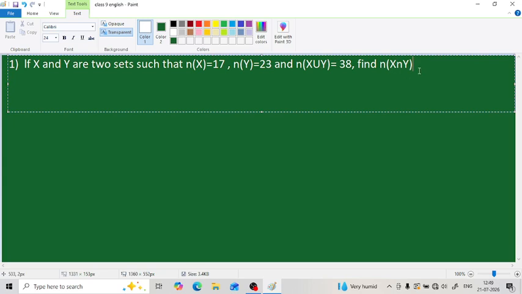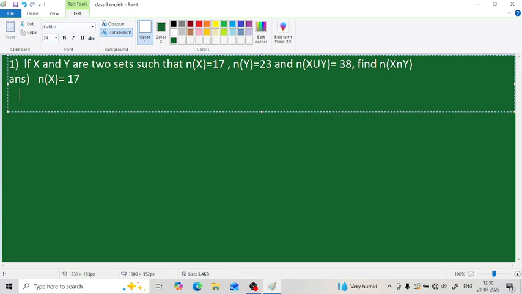Okay, so when we get a question, what we have to do first is write the hypothesis. What does the term hypothesis mean? We have to write the given data that are essential for solving the question. So we need the value of n of x, isn't it? So we can write n of x equals 17. That is our first data.